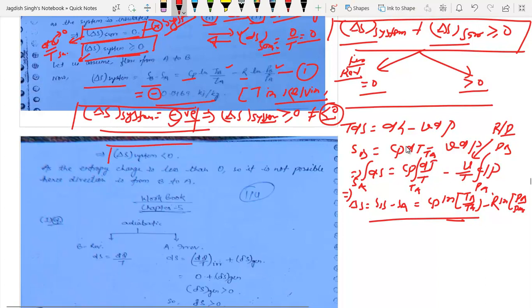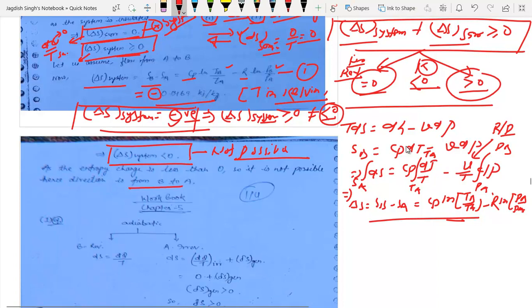So if del S of system is less than 0, this is not possible; it will be either 0 or greater than 0. Therefore, our assumption that air is flowing from A to B is wrong. So air is flowing from B to A.